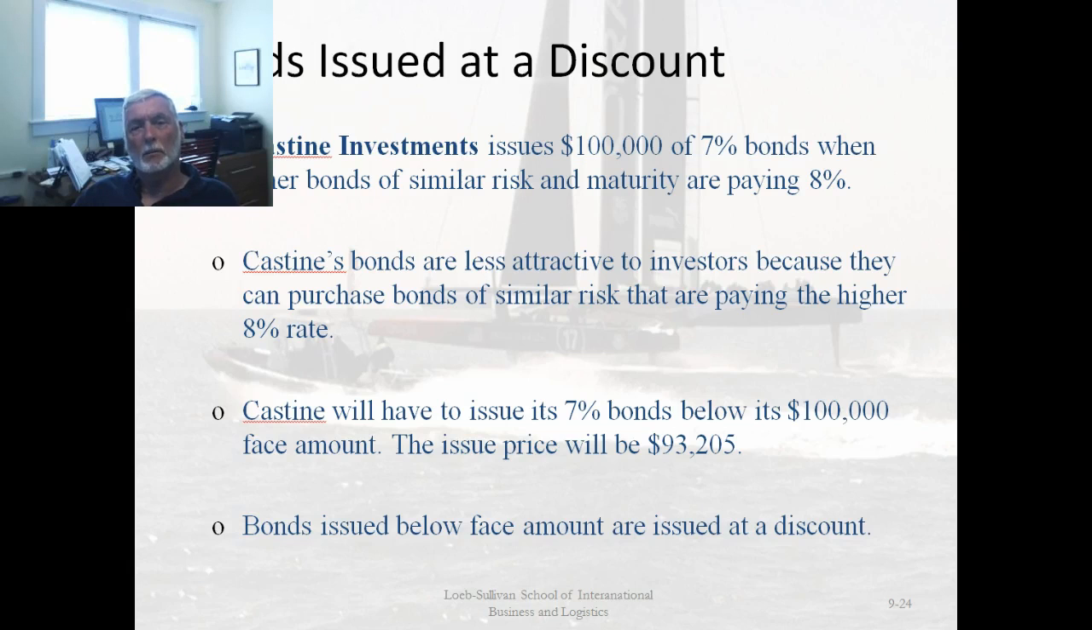Wait a minute, I can buy a bond from Bucksport Investments that's paying 8% and they have the same risk profile and they're going to mature at the same time. Why wouldn't I give my money to Bucksport Investments instead of Castine Investments? Of course I would. If the risk profile is the same and the maturity of the bond is the same, I would take the higher interest rate.